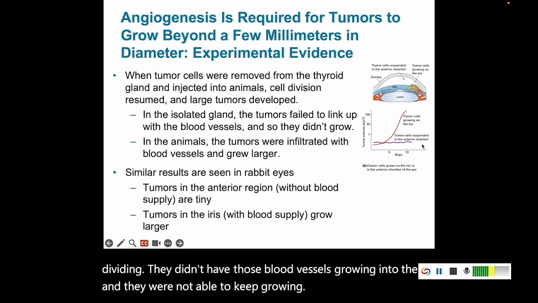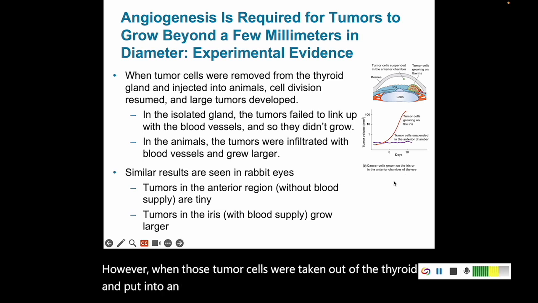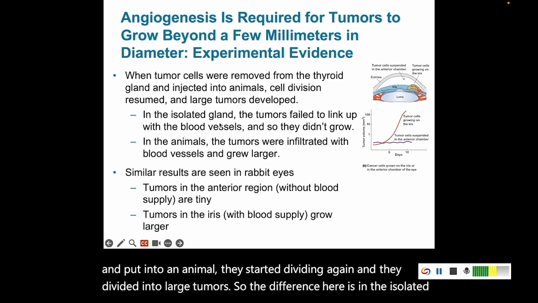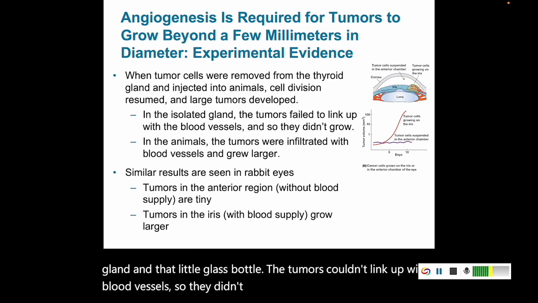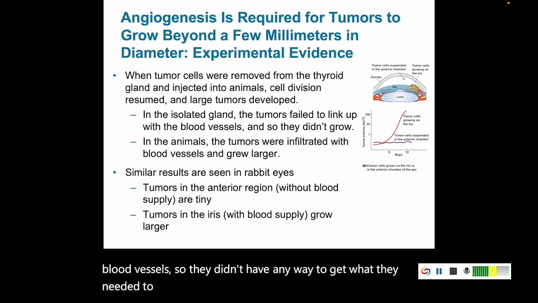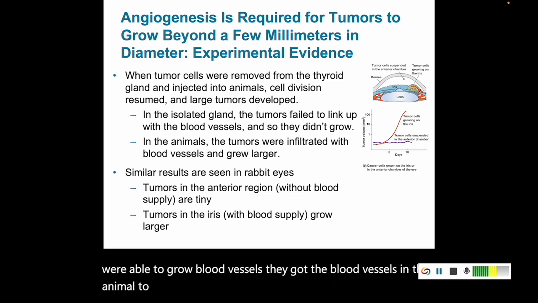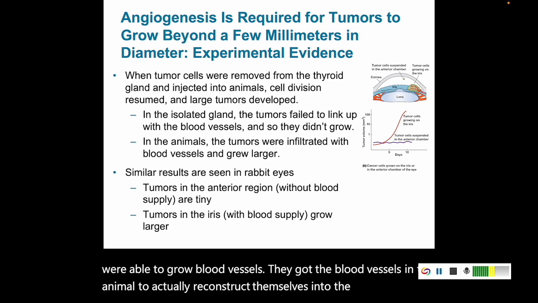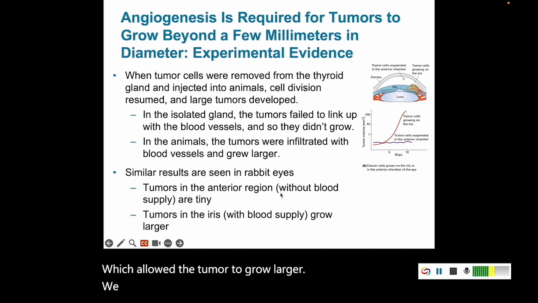However, when those tumor cells were taken out of the thyroid and put into an animal, they started dividing again, and they divided into large tumors. So the difference here is in the isolated gland in that little glass bottle, the tumors couldn't link up with blood vessels, so they didn't have any way to get what they needed to grow. But once they were in the animal, the tumors were able to grow blood vessels. They got the blood vessels in the animal to actually reconstruct themselves into the tumor, which allowed the tumor to grow larger. We can see similar results with tumors in rabbit eyes.